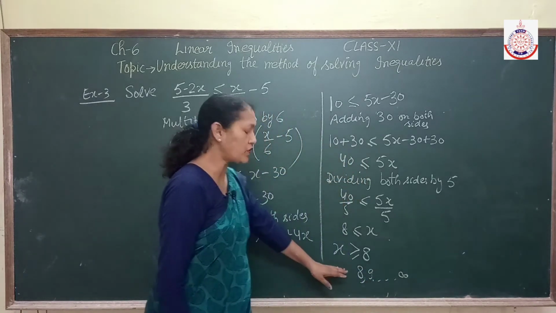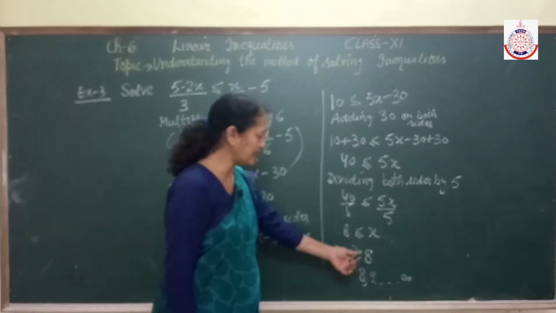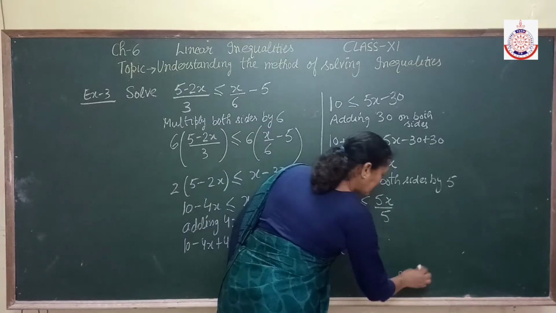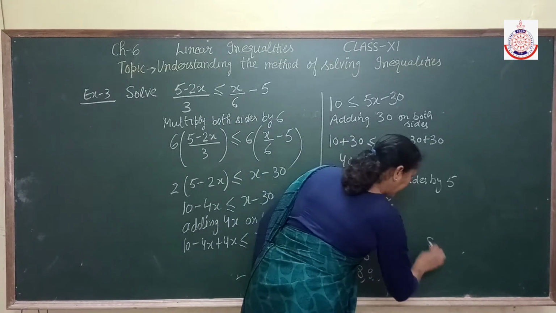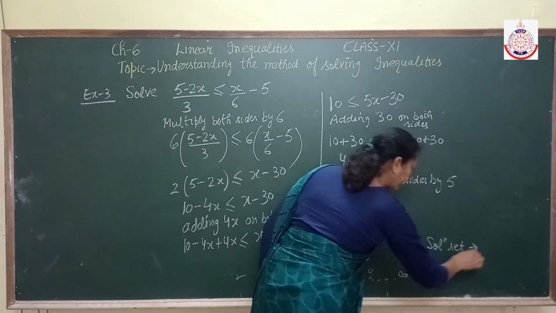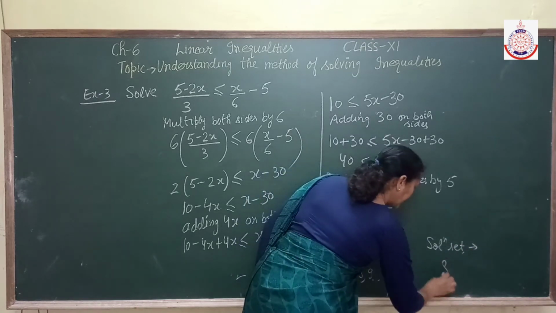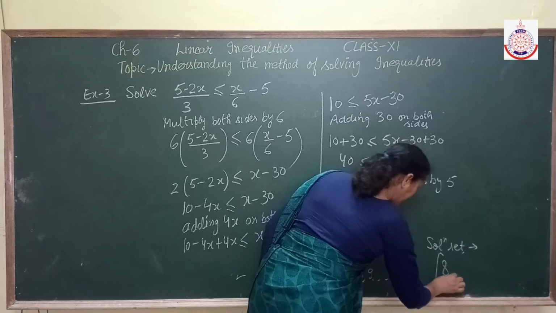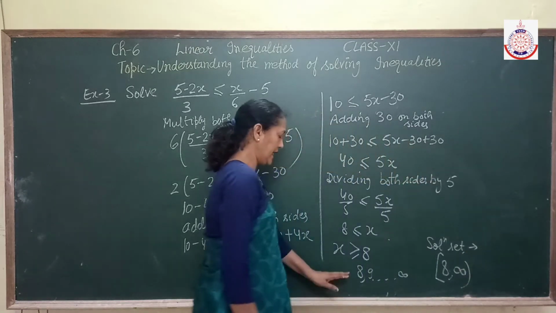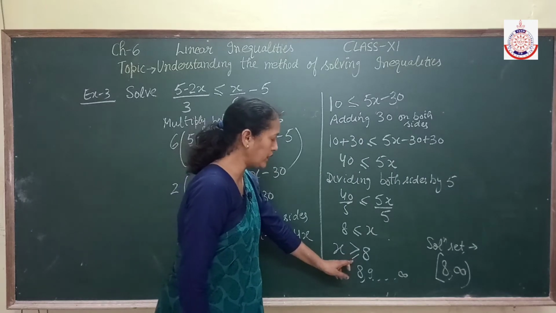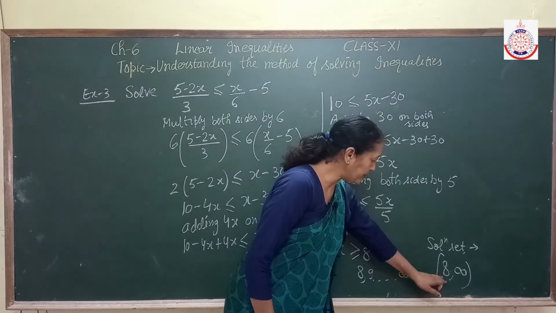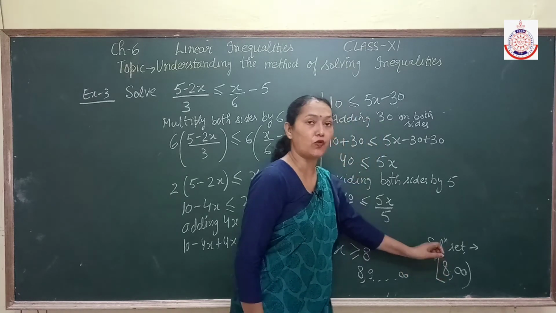But here condition is not given. It is not told whether x is integer, real number, whatever it is. So what kind of solution set will we be getting? We'll be writing the solution set as a closed kind of interval, because x has to be greater than or equal to 8. So from this side also the bracket will be closed, means 8 is also included.